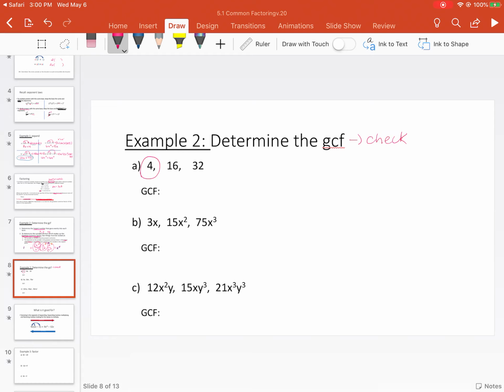So when you do this, you can look for tricks. 4, 16, 32, those are all even numbers. So can they be divided by 4? Yes. If the second number here, let's say, was 15 instead of 16, we would know that 4 wouldn't work because 15 is an odd number. So if you know those kinds of pieces of information that you would have discussed a long time ago in elementary school, those are actually going to be useful here. Multiplication tables will be useful.